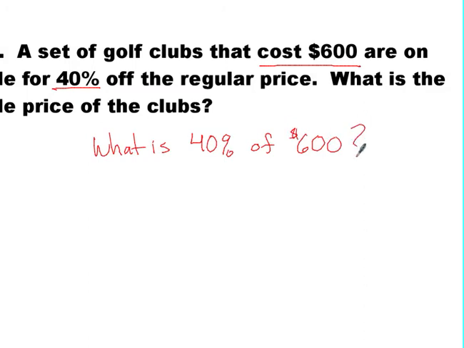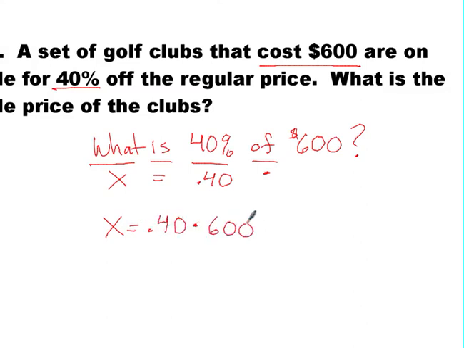Once we write that out, we should be able to identify what to do. What is our variable? Is equals. 40% is 0.4, and 600 is 600. We've got everything ready. So we have 40% of 600, and that gives us 240.